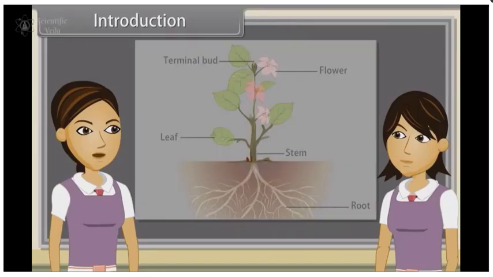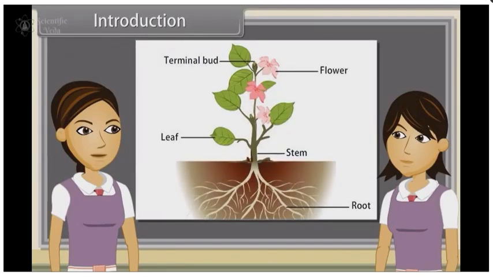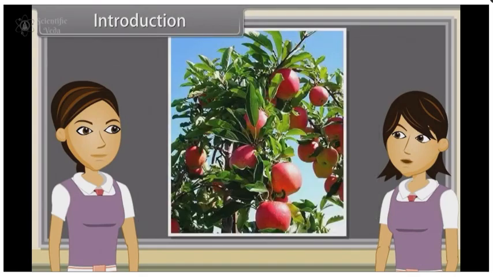When we observe a plant, we see that every plant has roots, stem, and leaves. Plants also have flowers and fruits. We have already discussed characteristics, types, modifications, and functions of roots and stems. Now we will study leaf.